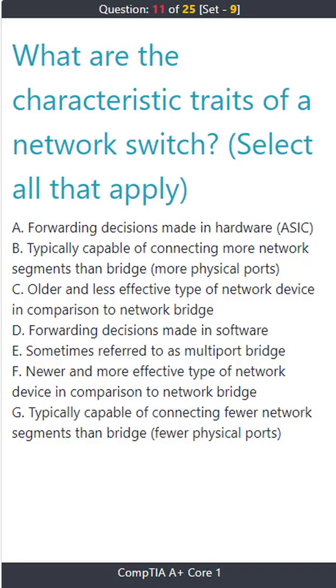Question 11. What are the characteristic traits of a network switch? Select all that apply. A. Forwarding decisions made in hardware, ASIC. B. Typically capable of connecting more network segments than bridge, more physical ports. C. Older and less effective type of network device in comparison to network bridge. D. Forwarding decisions made in software. E. Sometimes referred to as multi-port bridge. F. Newer and more effective type of network device in comparison to network bridge. G. Typically capable of connecting fewer network segments than bridge, fewer physical ports.